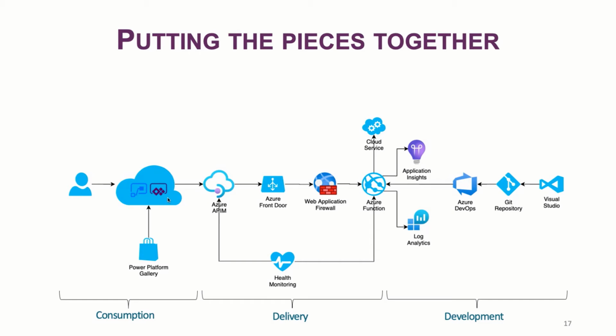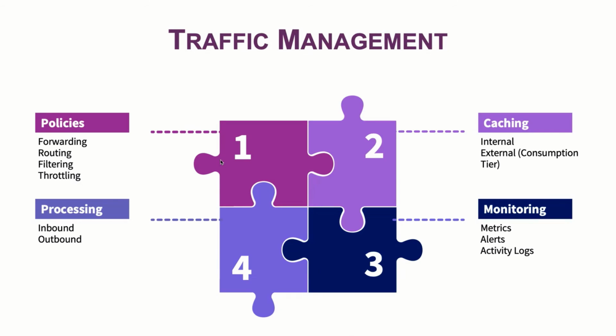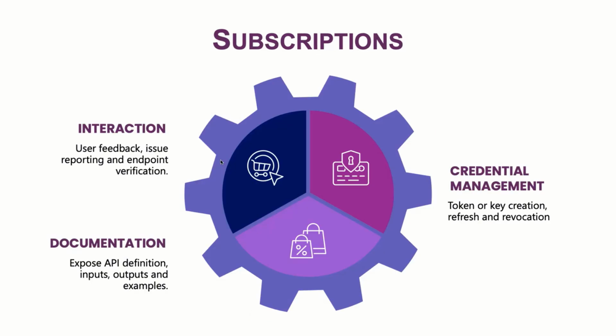So then we have the platform gallery, where people consume stuff and how it's actually deployed on the platform. So that's all the various pieces. Now, there are things in addition to this that you want to do. You want to have policies for forwarding and routing and filtering. You may want to do some caching. You may want to do some pre-processing of inbound and outbound requests and even some additional monitoring. All of that can be done through your API management platform.